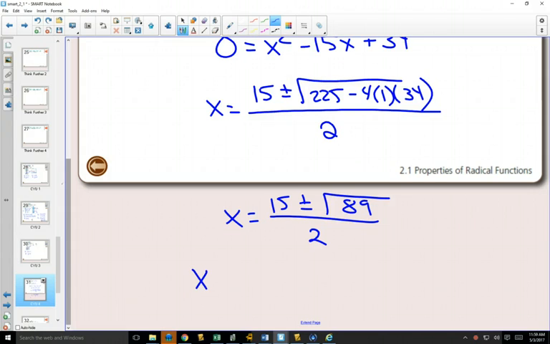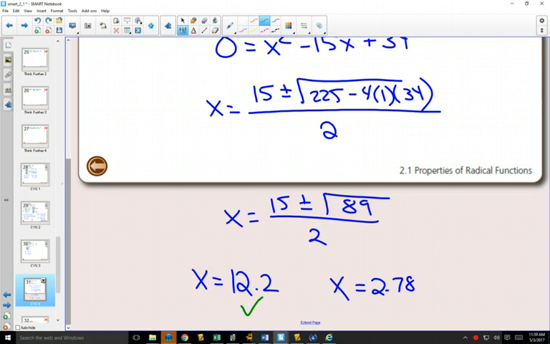Now, when we type this into our calculator to figure out what these answers are, 15 plus the square root of 89 divided by 2, we get our 12.2. But in this formula, we also have a subtraction. So when I do 15 minus the square root of 89, all divided by 2, it appears that I get another answer of 2.78. Why did my calculator only show me the one answer? I know from my calculator that this one was right. Why do I get this other answer?